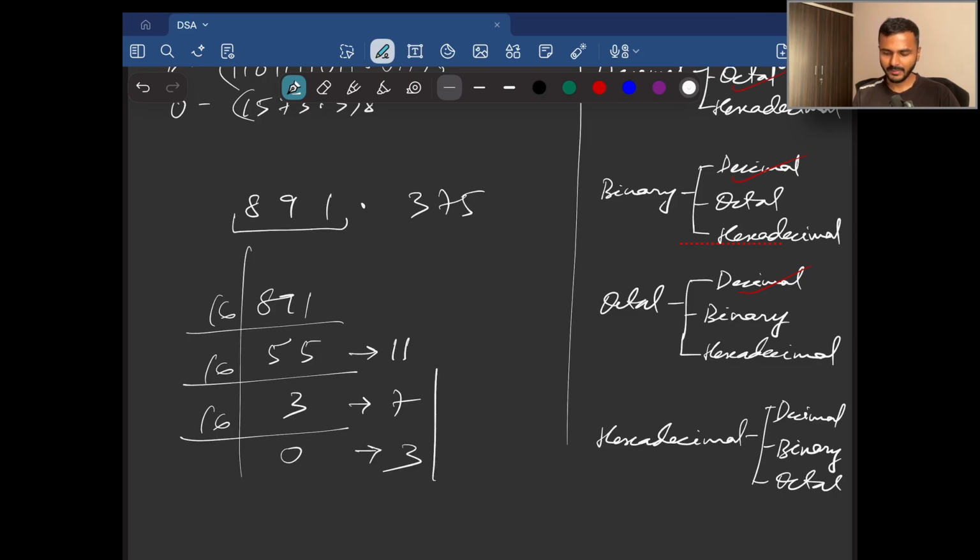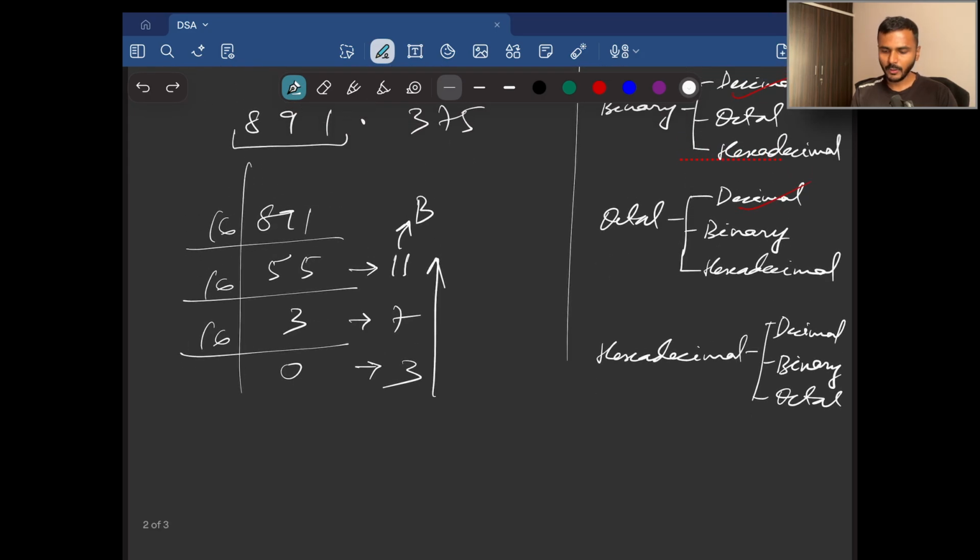Now we need to collect the remainders. But before that, the 11 will need to be converted to B because in hexadecimal, we've got digits from 0 to 9, and the first alphabet is A, whose value will be 10, and the second alphabet is B, whose value is 11, and that is why 11 here is B.